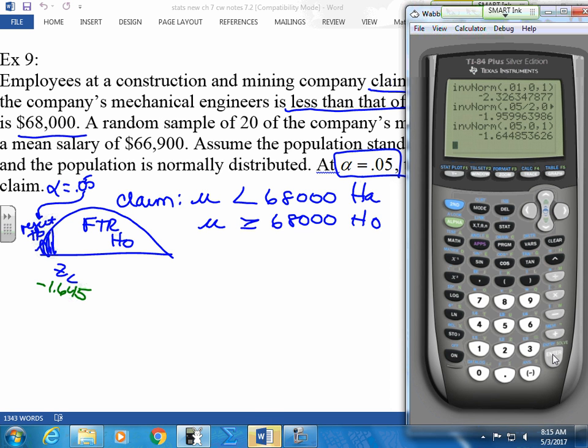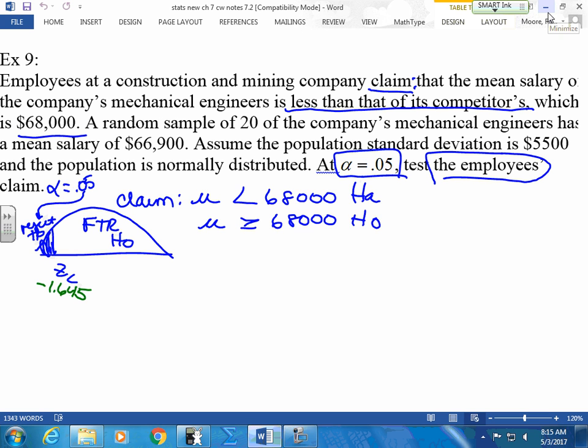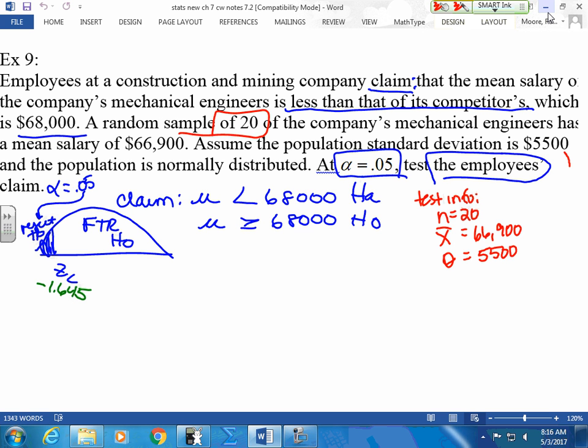Right? Now, I'm going to test this claim. I take out my test information, which follows. A random sample of 20. Here's my test information. My n is 20. Blah, blah, blah. Has a mean salary, my x bar is 66,900. Okay? And a population standard deviation of 5,500. That population standard deviation is fairly high. And they tell me my population is normally distributed because my n is less than 30. So they've got to tell me that.